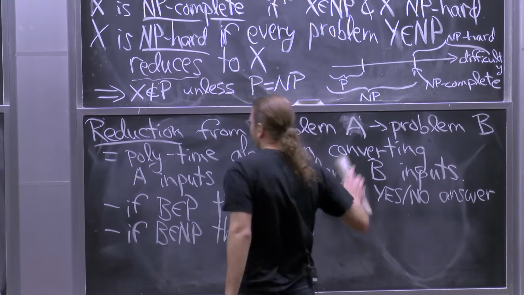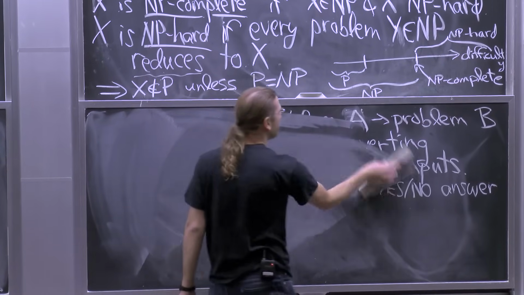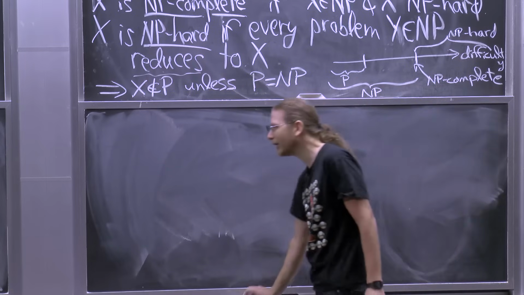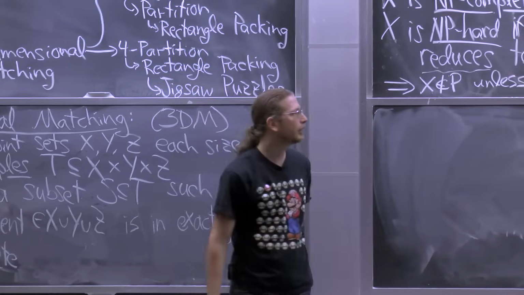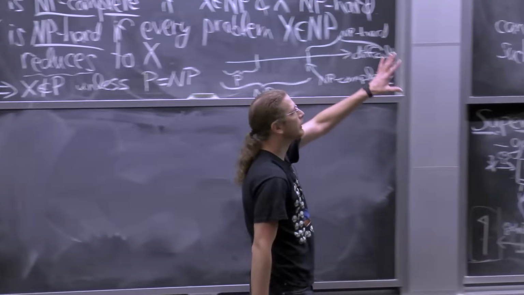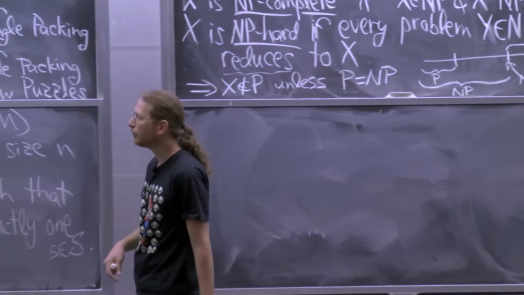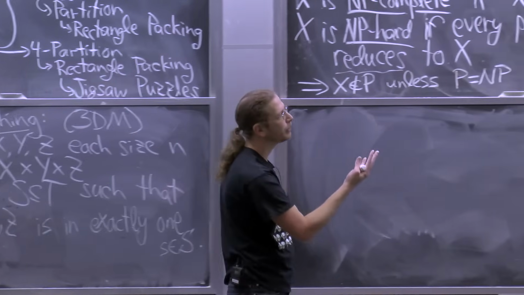So we're going to make a reduction from 3-SAT to 3-dimensional matching. Direction is important. Always reduce from the thing you know is hard to the thing you don't know is hard. So again, we're given a formula. We want to convert that formula into an equivalent 3-dimensional matching input. So the formula has variables and clauses.